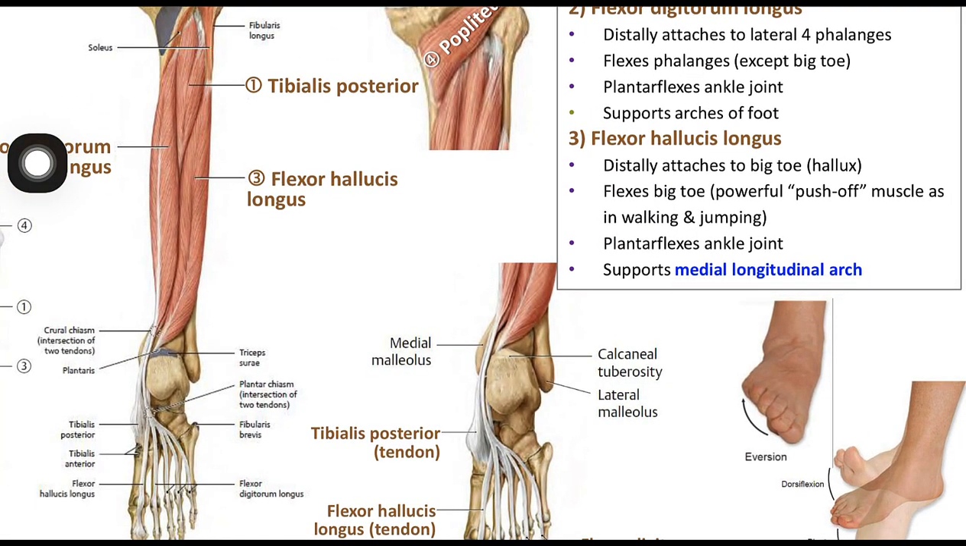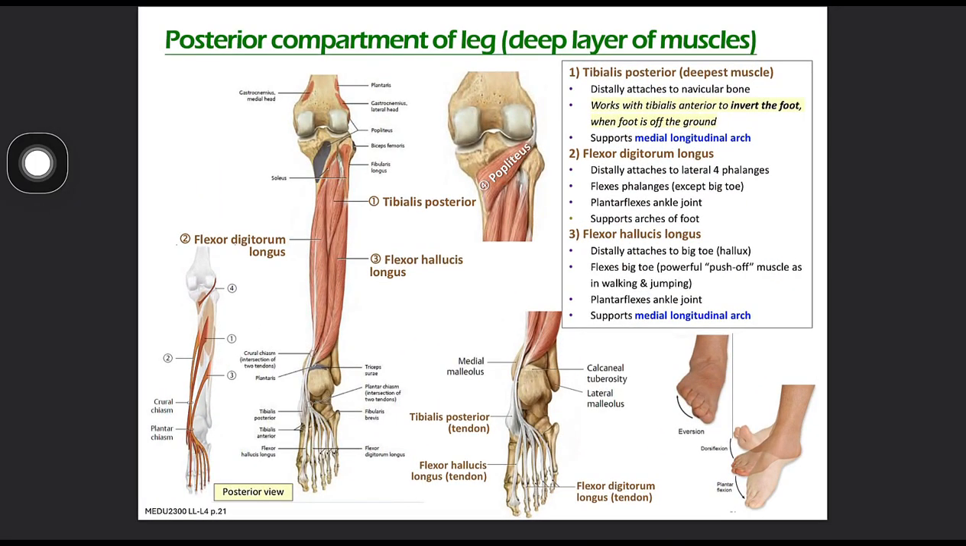Why do we emphasize all these supports to the arch? Remember, one of the main functions of our lower limbs is to support our body weight. We cannot let the structure collapse. And if you notice, in your foot there is an arch, right? The arch allows flexibility without collapsing. That's why we need different supports: ligaments, and this is the tendon. Later on, we'll talk about the ligaments, the plantar ligament.